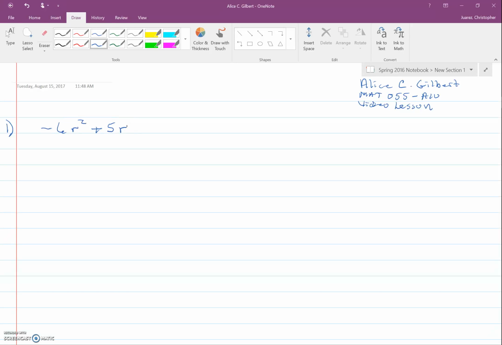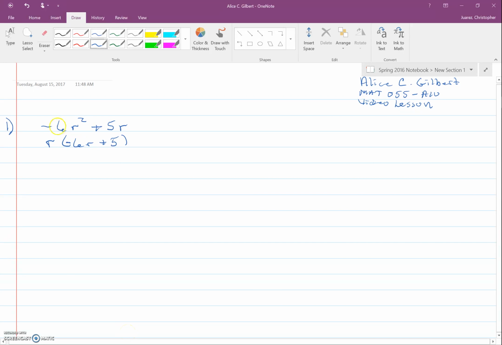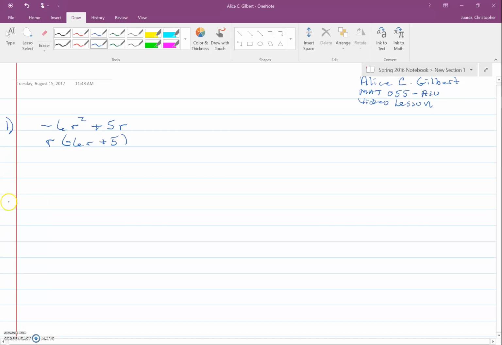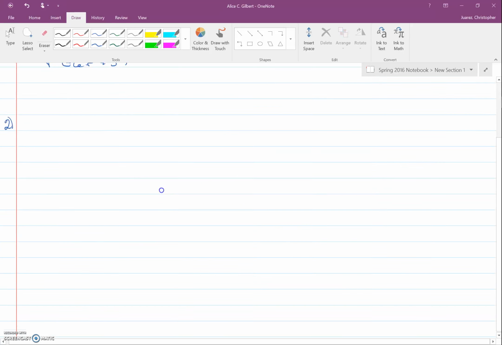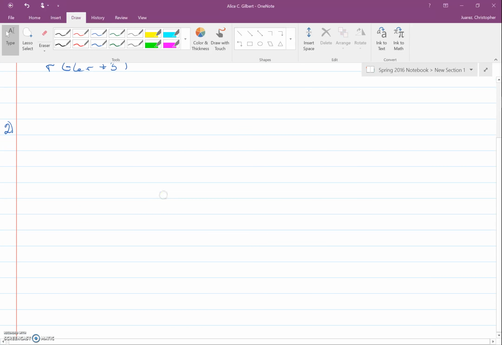Now we could look at this and just factor out the r to begin with, and then we would have 6r plus, negative 6r plus 5. Or, and what I like, my rule of thumb is if there's a negative on the first term, I usually always factor out a negative number.